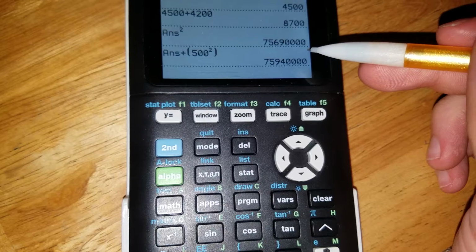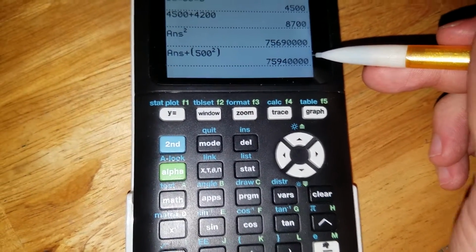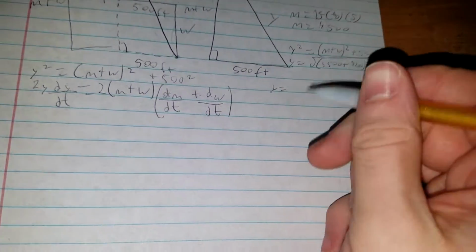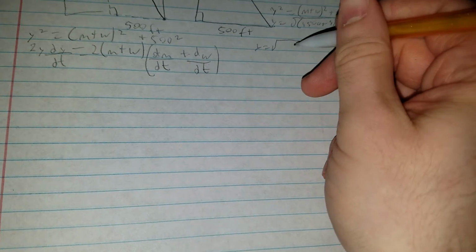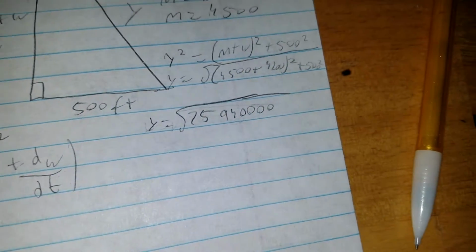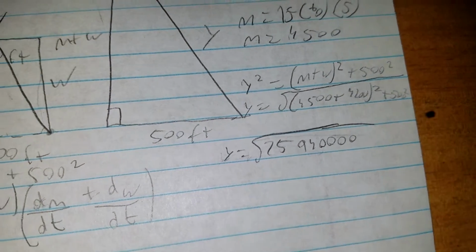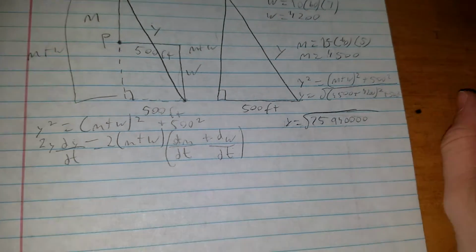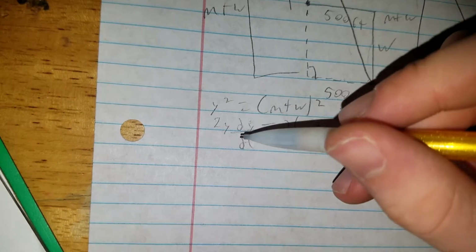I think it's 75,940,000. Yeah, okay. So it's the square root, because remember we have the square root in there, of 75,940,000. There are 4 zeros at the end of that. Okay. So now we have all the numbers we need to solve for dy over dt.